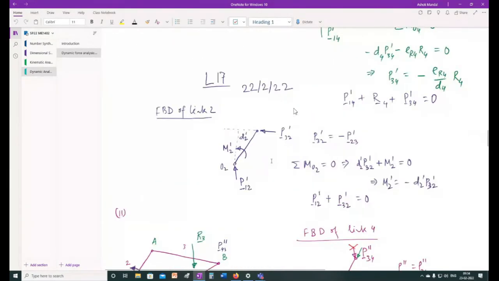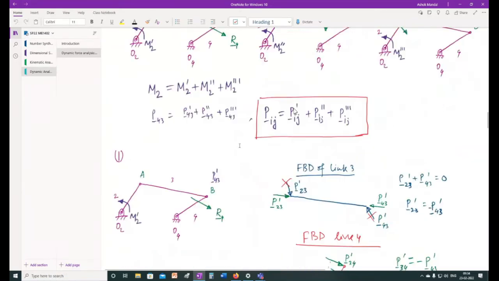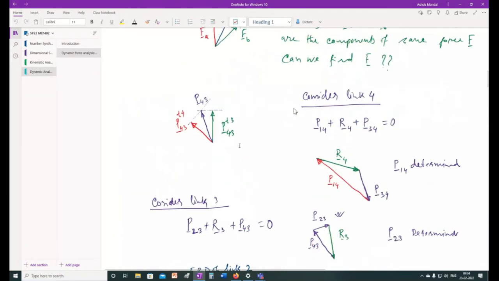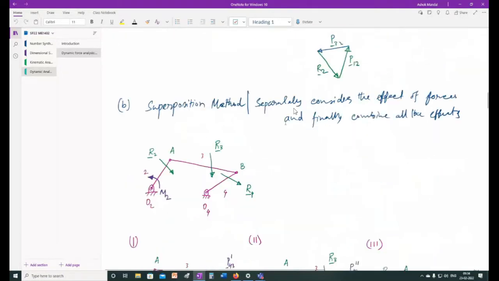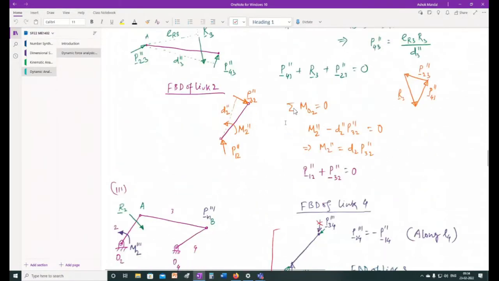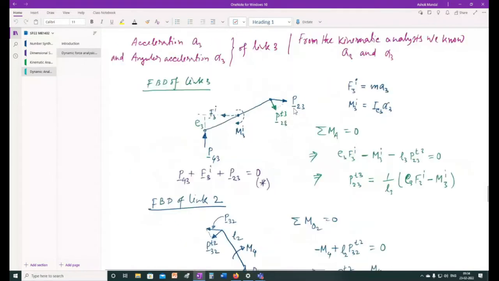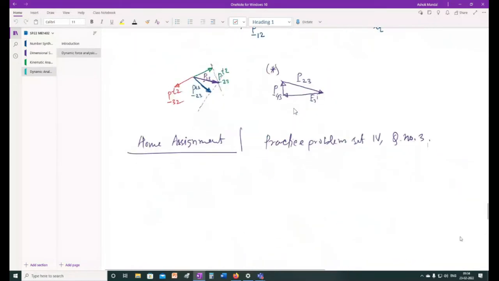Yes, sir. Okay, so in the last two classes we discussed the graphical method to solve the dynamic analysis problem for a four-bar mechanism. We took one example of a slider crank mechanism, and we discussed how to find the forces in the mechanism.